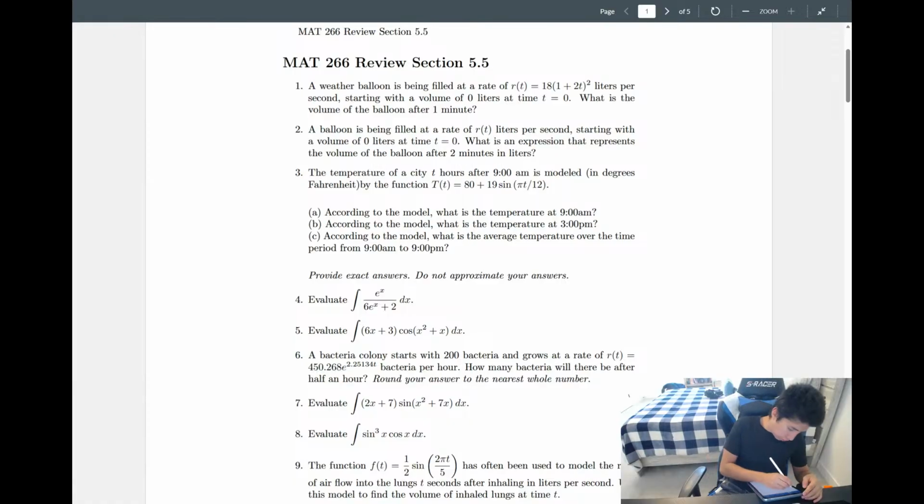Perfect. So let's put a circle. A balloon is being filled at a rate of R of t liters per second, starting with the volume of 0 liters at time t equals 0. What is an expression that represents the volume of the balloon after 2 minutes in liters?